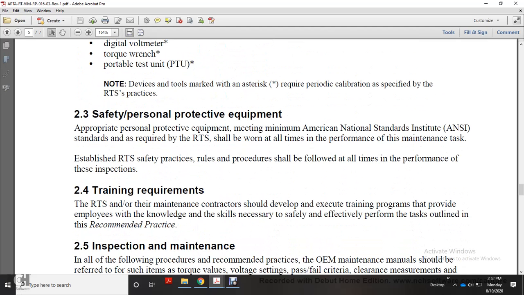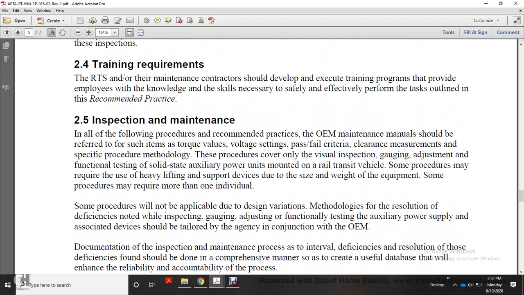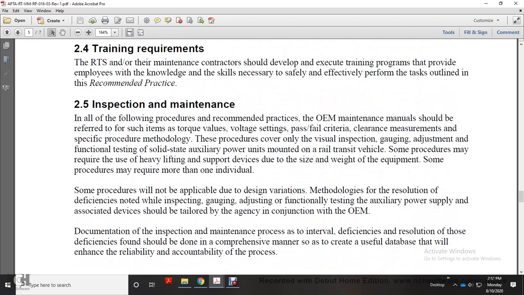2.3. Safety personnel protective equipment. Appropriate personal protective equipment, meeting ANSI, American National Standards Institute, standards, as required by the rail transit system, shall be worn at all times during the performance of maintenance by the staff of the rail transit system. Safety practices, rules, and procedures should be followed at all times during performance of these inspections. 2.4. Training requirements. The railroad transit system maintenance or contractor shall execute a training program to provide the employee with the knowledge and skill necessary to safely and effectively perform tasks outlined in this recommended practice.